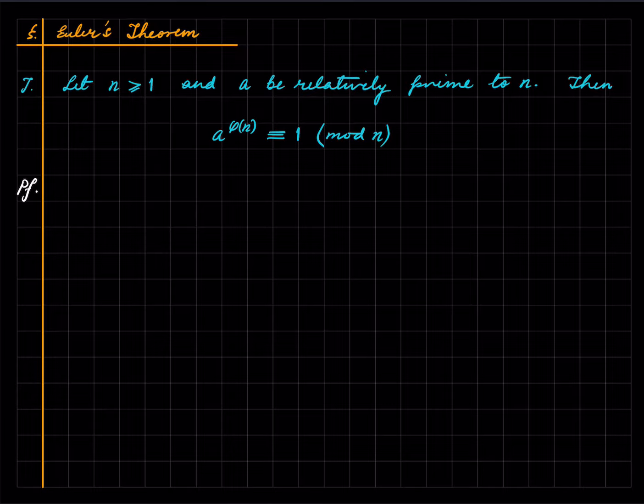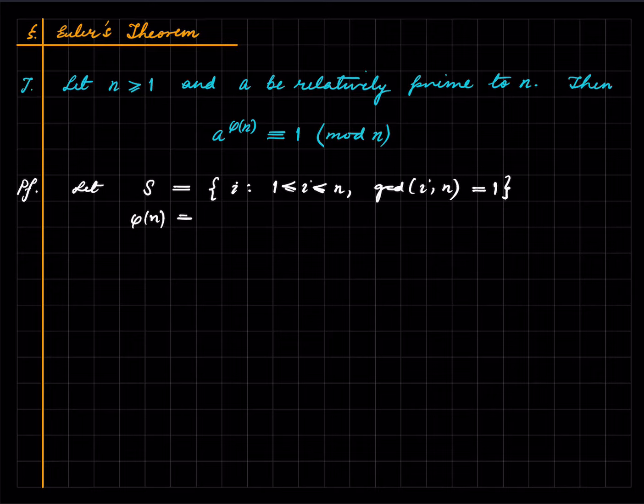So this is a generalization of Fermat's little theorem, and the proof is exactly the same. What we'll do is the following. I'll not do the full details. So let S be the set of all those integers which are relatively prime to n. And of course, then phi n is the cardinality of S. So phi n equals cardinality of S.